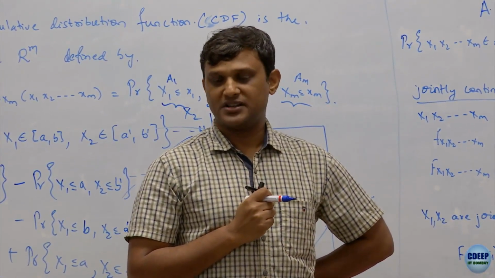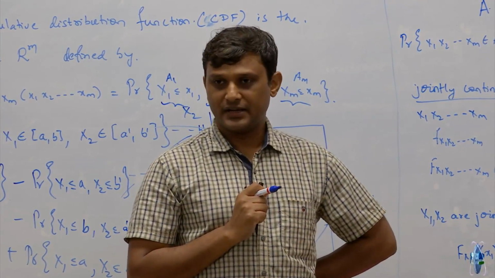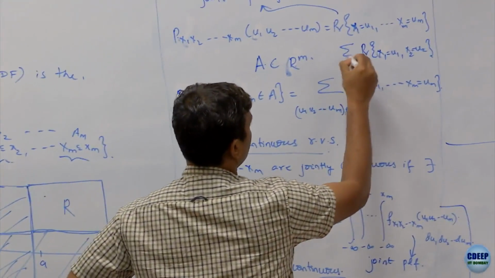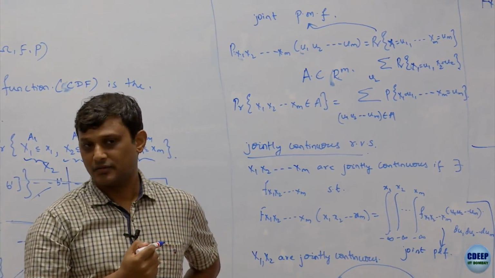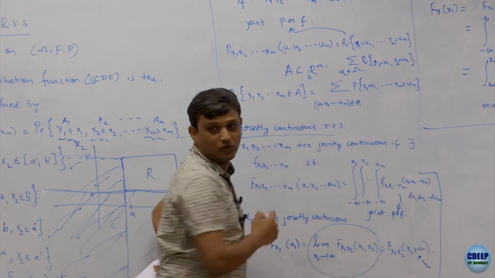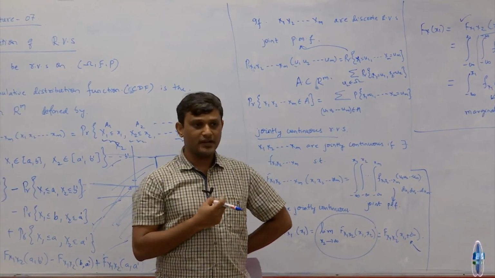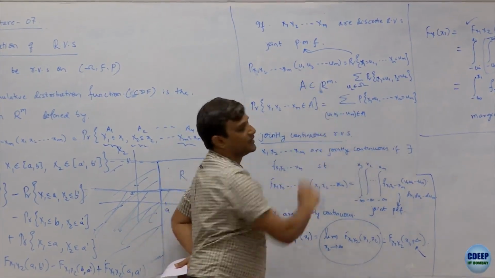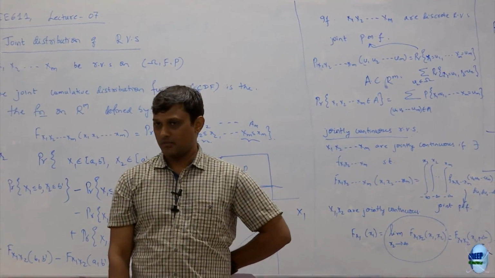So let's say I want the marginal PMF of random variable x1. How are we going to do that? I'll just sum over u2, over whatever possible values u2 can take. Okay, then I am going to get an expression only in terms of u1, and whatever remains, I am going to call it the marginal probability mass function.